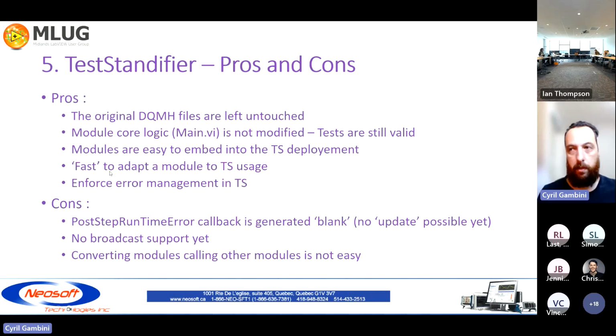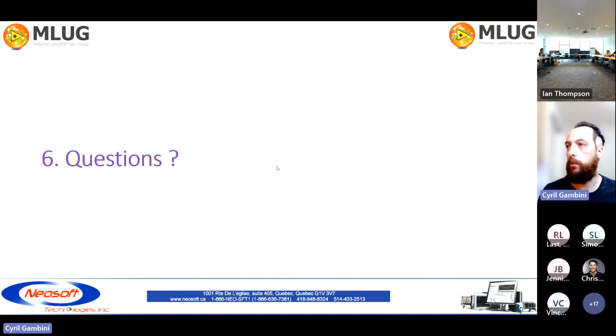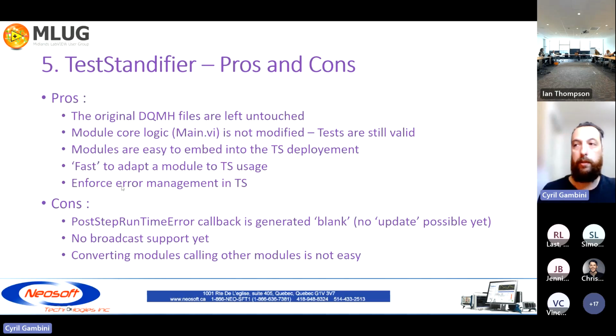It's quite fast. Like I said, when the TestStandifier runs, it takes 2 minutes of validation and then 2 minutes to generate the sequence file and modifications. So in 4 or 5 minutes, you've got the job done. If you have to do it manually, it can take several hours, depending on how big your module is. So it's quite good. And you enforce error management to TestStand.